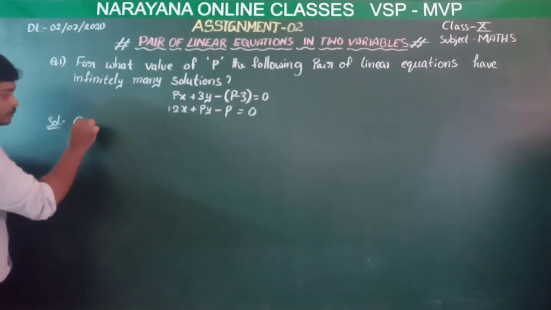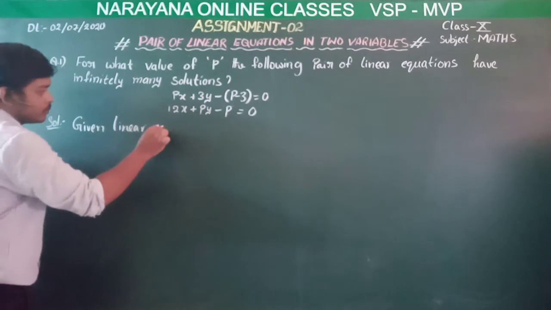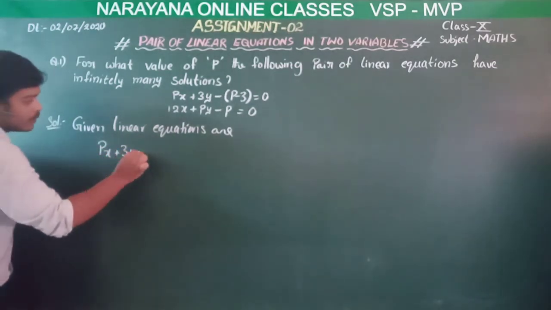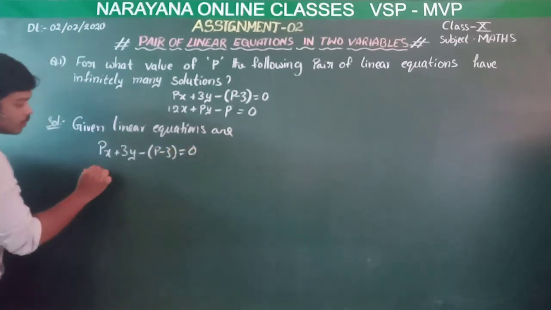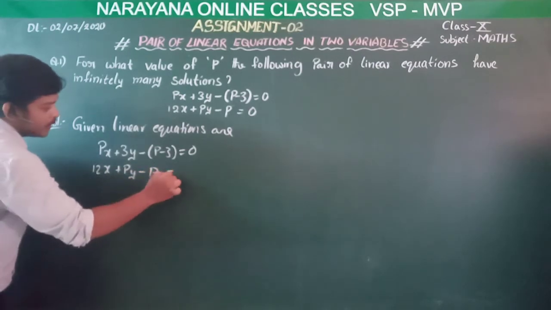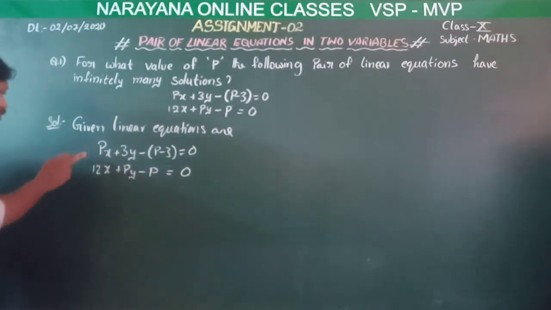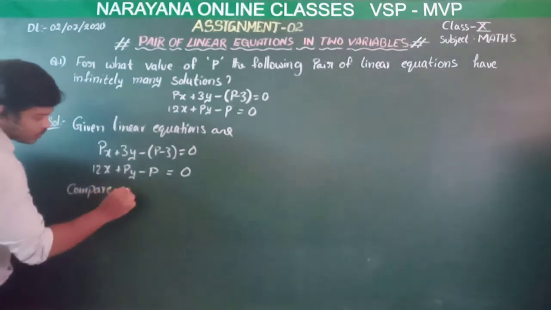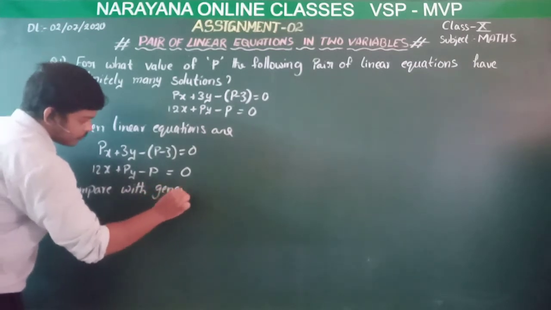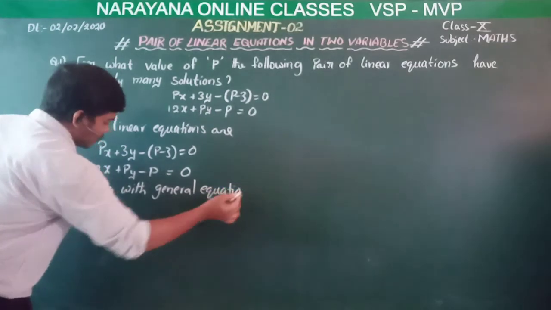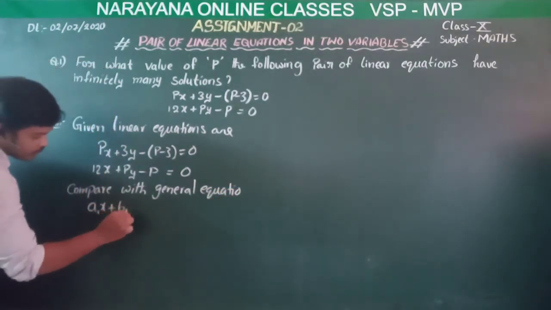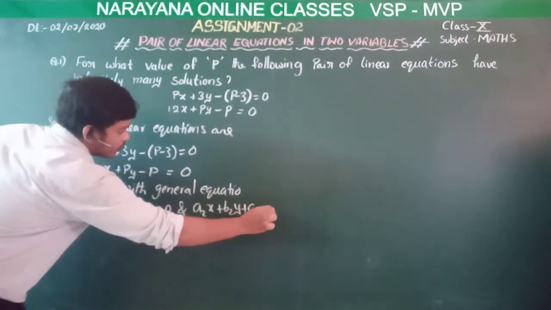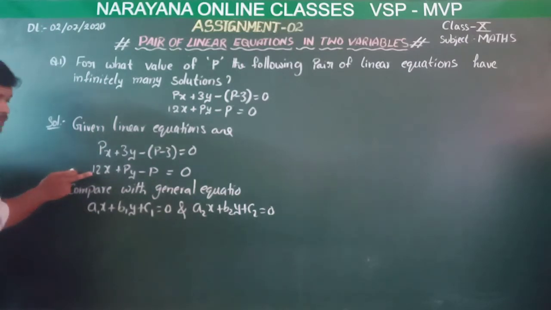So the given linear equations are px + 3y - (p - 3) = 0 and 12x + py - p = 0. See children, we should compare these two equations with the general equation. What is the general equation? A1x + B1y + C1 = 0 and A2x + B2y + C2 = 0. So compare the first equation with the first general equation and the second equation with the second general equation.